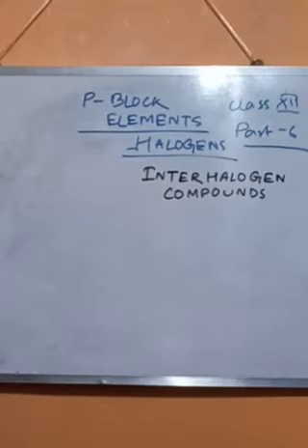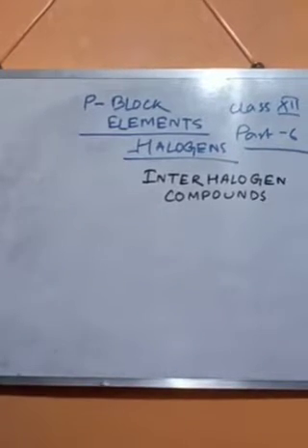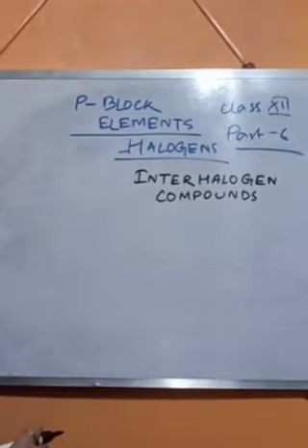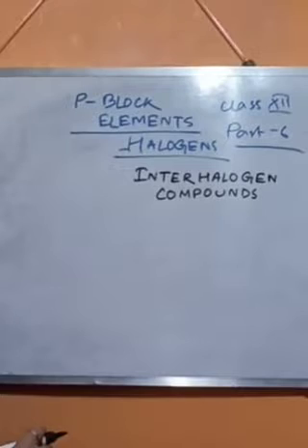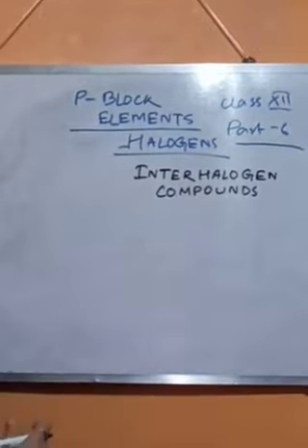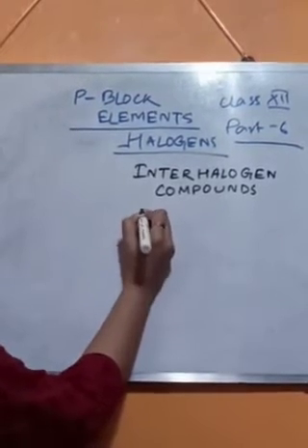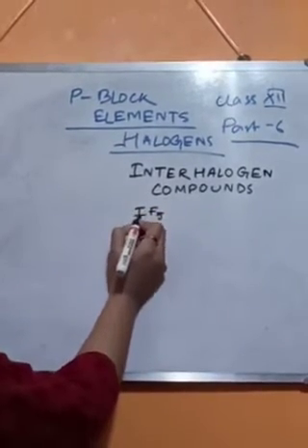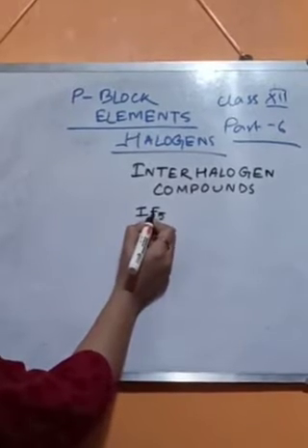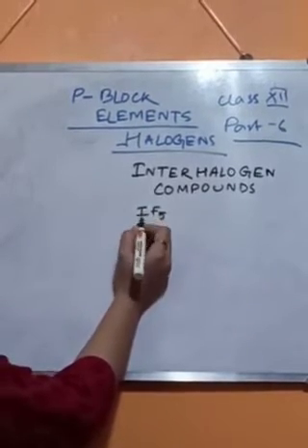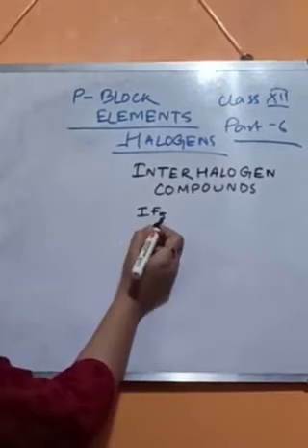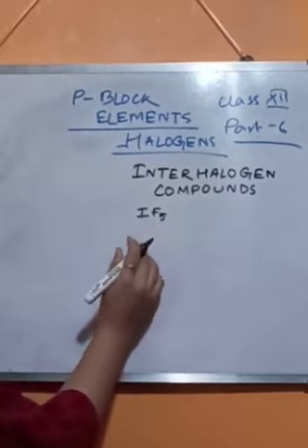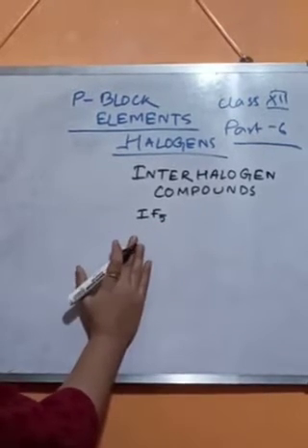Interhalogen compounds. Now what are interhalogen compounds? Interhalogen compounds are basically those compounds which are comprised of two or more different halogen atoms. For example, IF5 consists of one iodine atom and 5 fluorine atoms. Here the iodine atom is the central atom and the fluorine atoms are the constituents. Okay, these are known as interhalogen compounds.